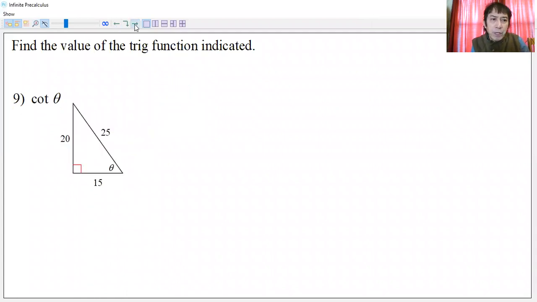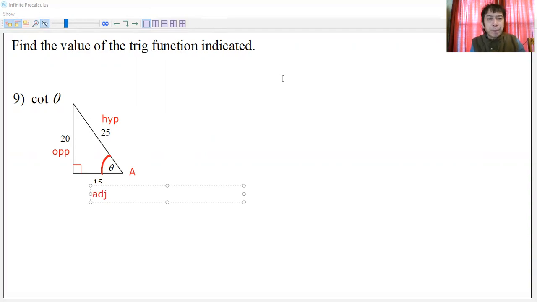Number 9 now. We have another diagram with the question: find the value of the trigonometric function cotangent of theta. This is our diagram. This must be the theta. Let's put a label there. Let's use another angle A. So the side opposite angle A is over here, the 20. Now, hypotenuse is the longest side. This must be the hypotenuse. And of course, beside angle A is the number 15. That should be the adjacent side.